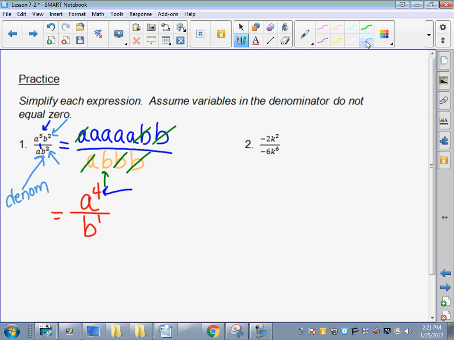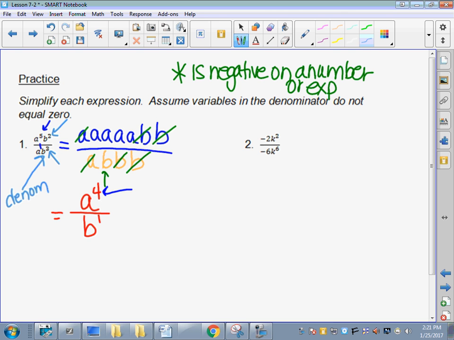We should talk about number 2 because first of all it has negatives. Please make yourself a mental note. Ask this question: is the negative on a number or an exponent? In this case, problem number 2, that negative 2, is that negative on a number or exponent? It's on a number, right? How about my negative on that 6? Is that 6 a plain old number or an exponent?